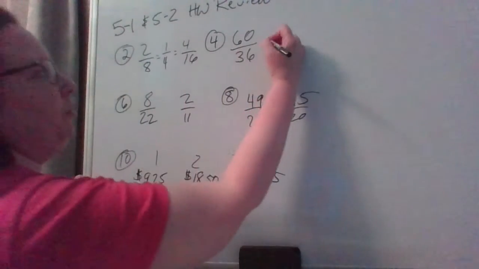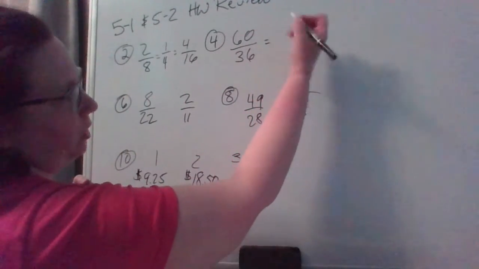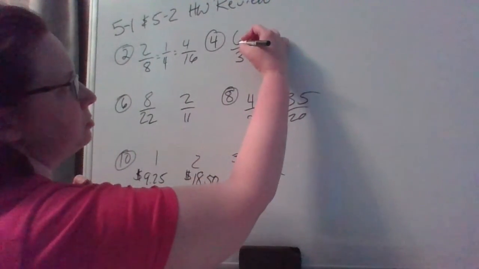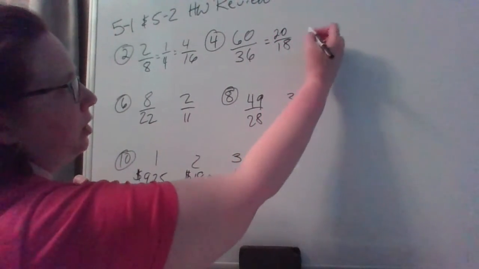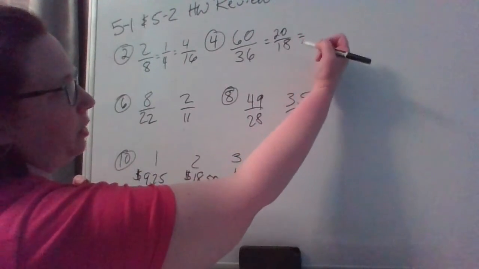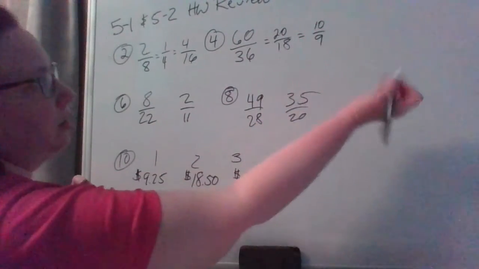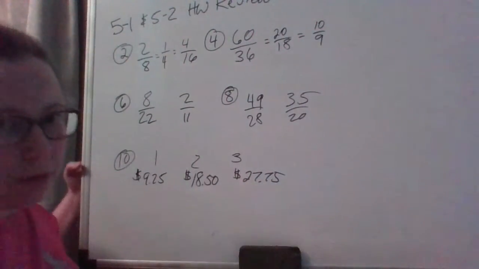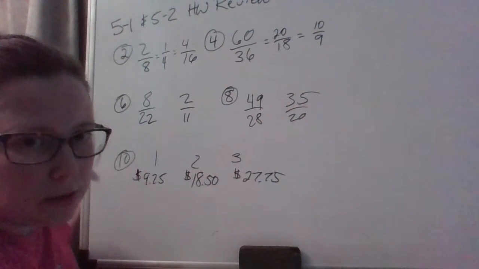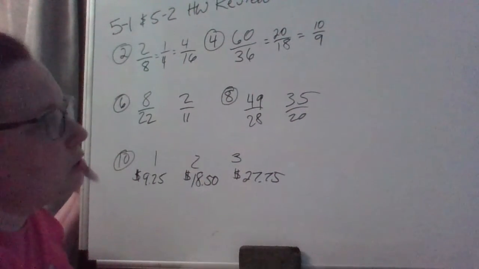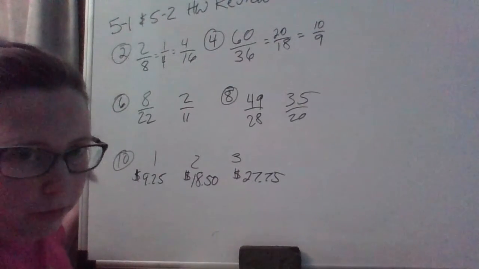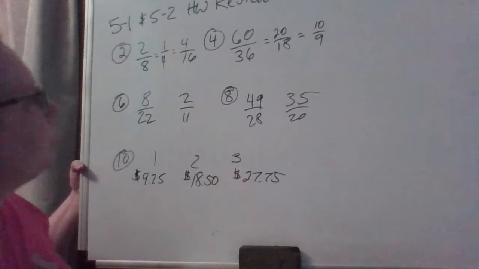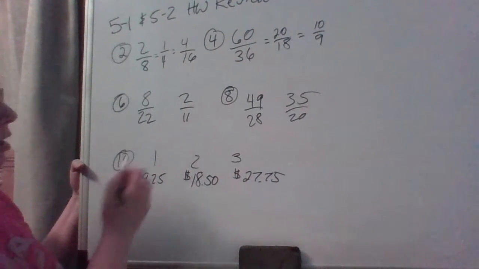Over here, I'm first going to divide by 3. So I would get 20 to 18. And then I'm going to go ahead and divide this by 2 and get 10 to 9. So those are all three equivalent ratios. You may have come up with different ones that are equivalent, as long as you're either multiplying or dividing by the same number on the top and on the bottom of your ratio, you're fine. Numbers 6 and 8, you're supposed to decide if these are proportional or not.